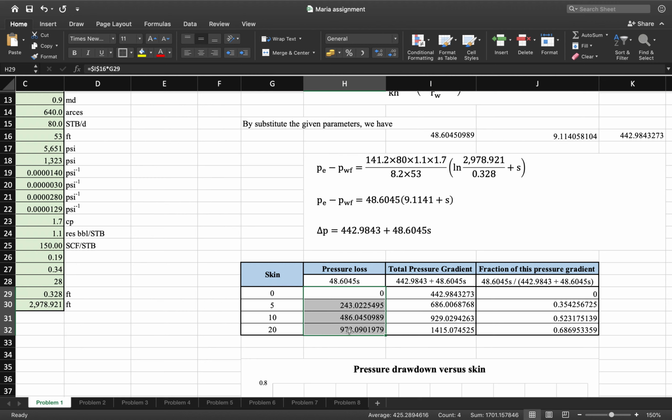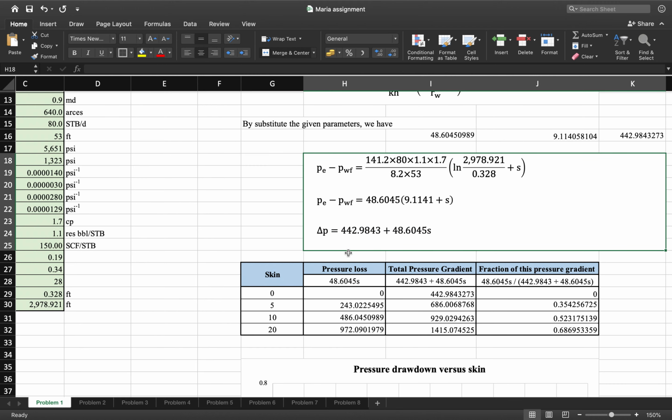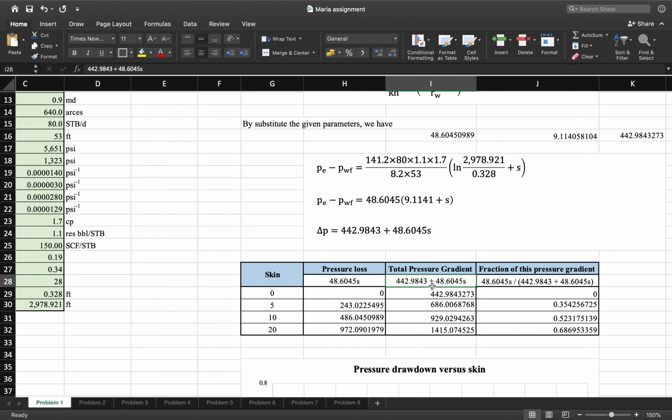Alright. Continue. You will have the total pressure. It will be equal to the delta P here. So when you replace the skin factor here, you will have all the results here. And to calculate the fraction of this pressure gradient, you will have the pressure loss divided by the total pressure gradient. So you will have this one.